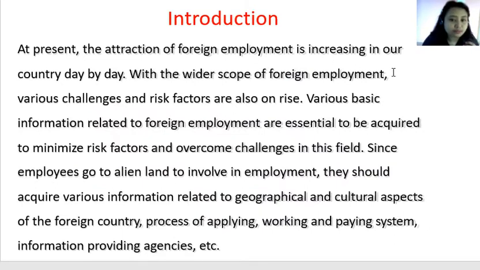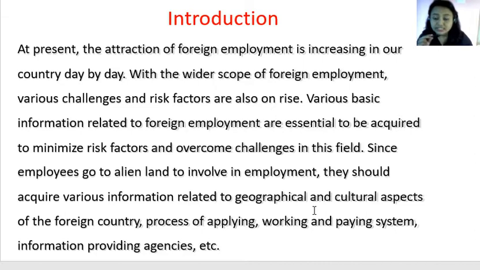Okay, so at present the attraction of foreign employment is increasing in our country day by day. With the wider scope of foreign employment, various challenges and risk factors are also on the rise, and various basic information related to foreign employment is essential to be acquired to minimize the risk factors and to overcome the challenges in this field. Since employees go to an alien field to be involved in employment, they should acquire various information related to the geographical and cultural aspects of the foreign country, the process of applying, the working and paying system, and the information providing agencies.